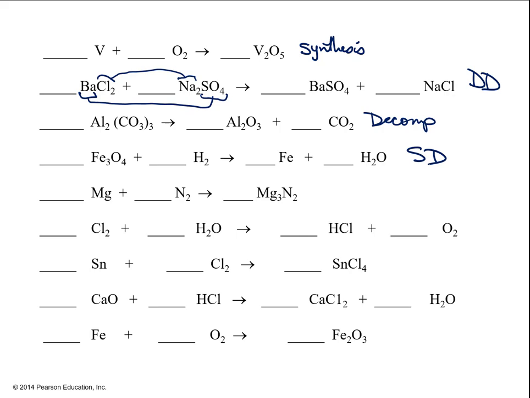See the difference between a single displacement and a double displacement. Single displacement always has an element. Double displacement is always two compounds. Remember that an element is just on the periodic table by itself, like H2, hydrogen, and Fe. Those are elements. But Fe3O4 is a compound because it's two elements combined. H2O is a compound.